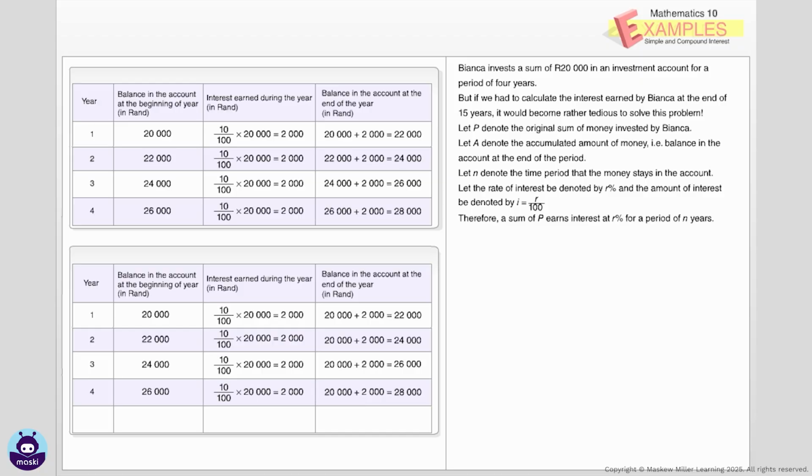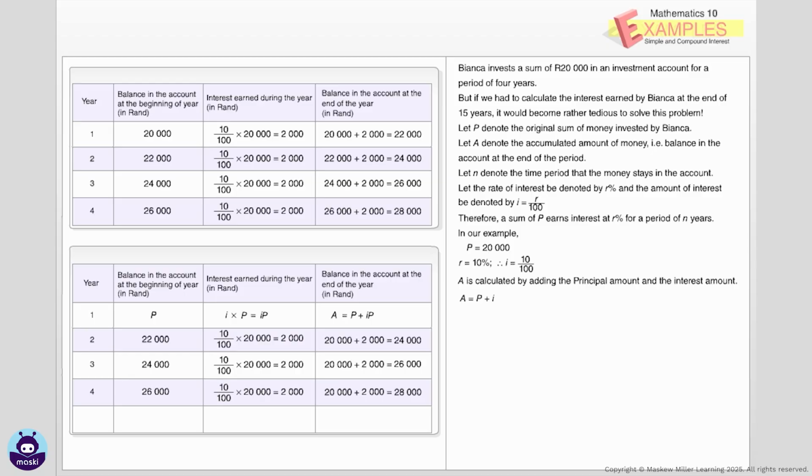Therefore, a sum of P earns interest at R% for a period of N years. We can rewrite 22,000 as A equals P plus I times P. A is calculated by adding the principal amount and the interest amount. A equals P plus I. Similarly, the amount at the end of the second year can be written as A equals P plus 2IP. The amount at the end of the third year can be written as A equals P plus 3IP.